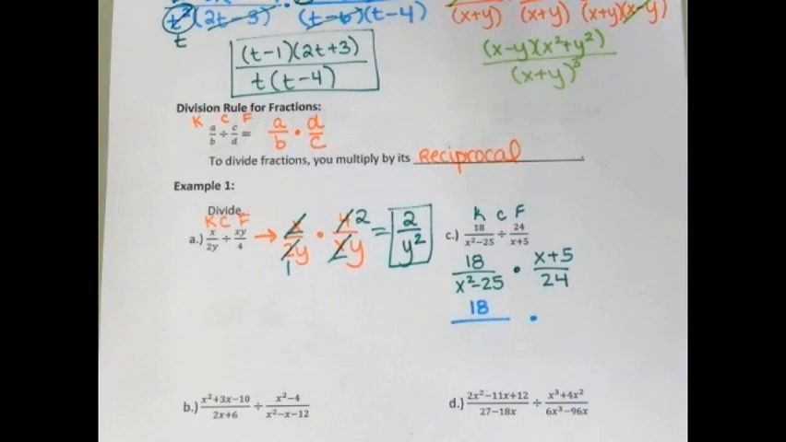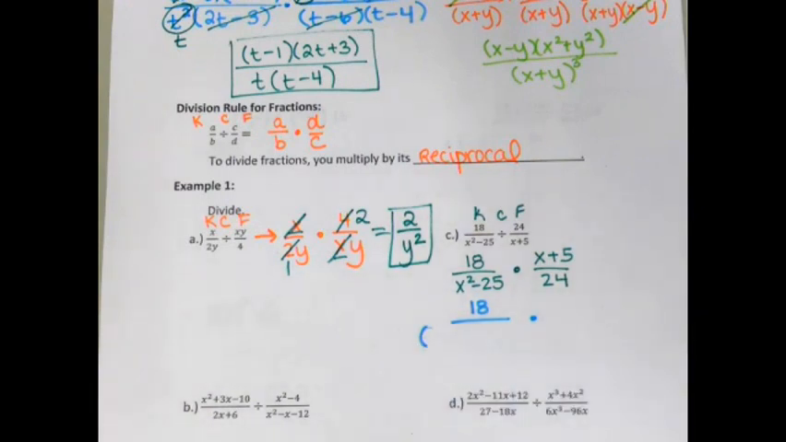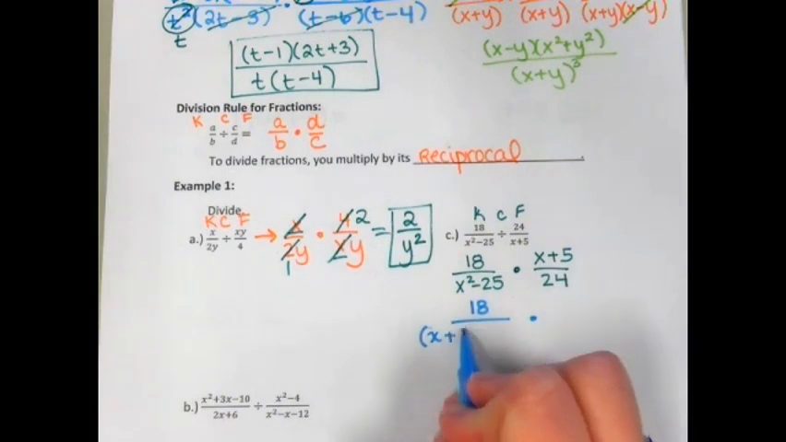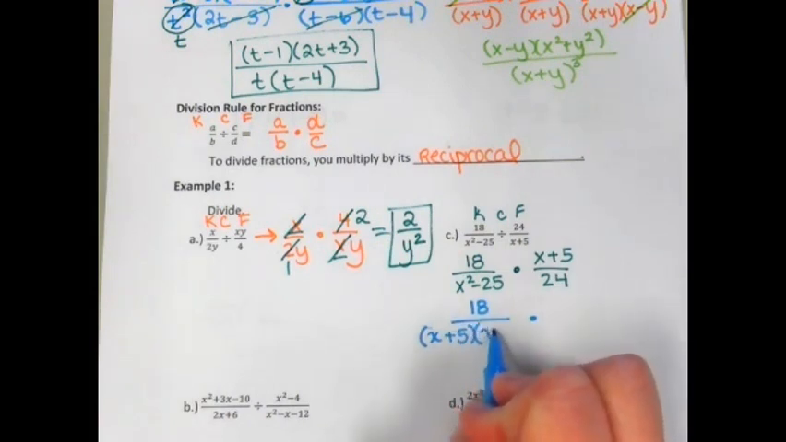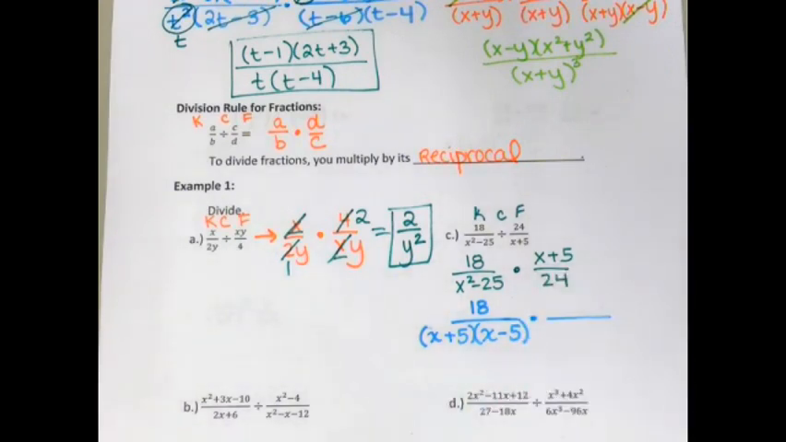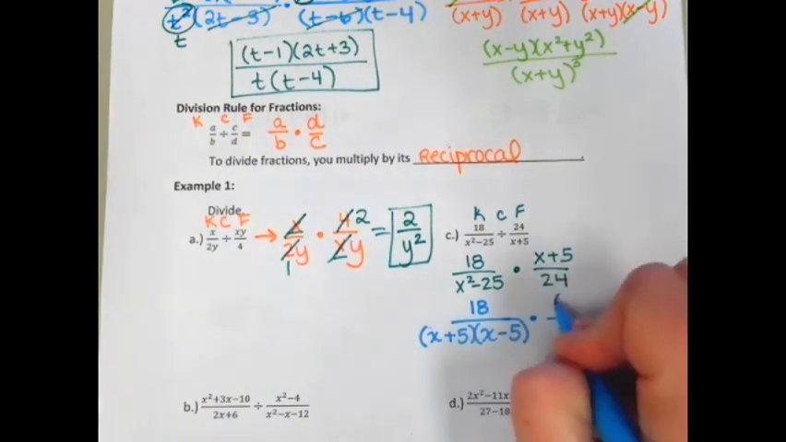How do we factor x squared minus 25? It's a difference of 2 squares. So it's going to be x plus 5 times x minus 5. Good. All right, the second one, x plus 5, can I factor that? No. So I'm going to leave it as x plus 5.